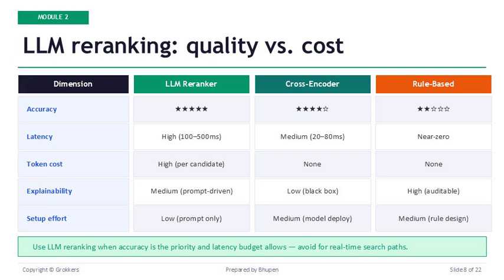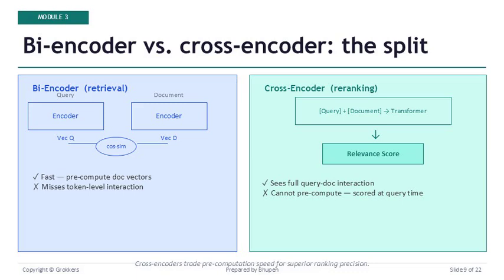Now let's dive deep into that sports sedan. This is one of my favorite concepts to explain because the difference is so elegant. A bi-encoder, what your vector retrieval uses, processes the query and document completely separately. It turns each one into a vector, then compares them with cosine similarity. Fast? Absolutely. You can pre-compute all your document vectors offline.